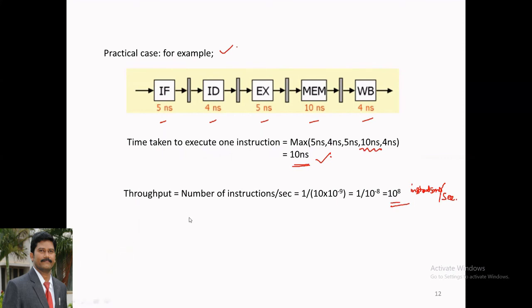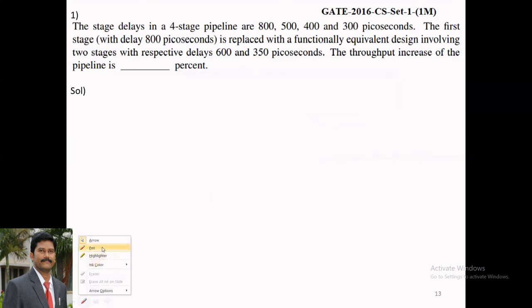Let us do one problem as a practice. This question was asked in 2016 for 1 mark. There is a 4-stage pipeline. Each stage takes 800, 500, 400 and 300 picoseconds. Pico means 10 power minus 12. The first stage with delay 800 picoseconds is replaced by a functionally equivalent design involving 2 stages. See this first stage, 800, is divided into two stages, 600 and 350 picoseconds.